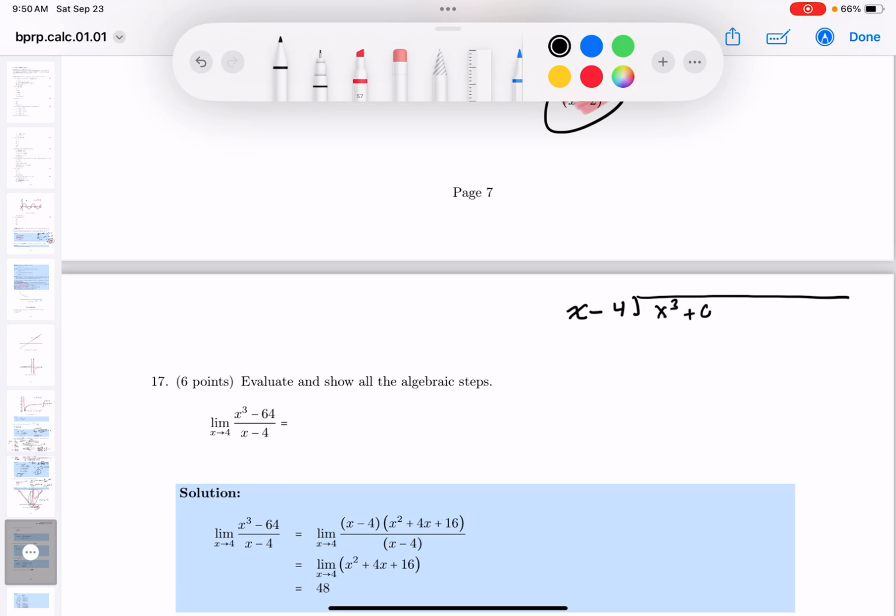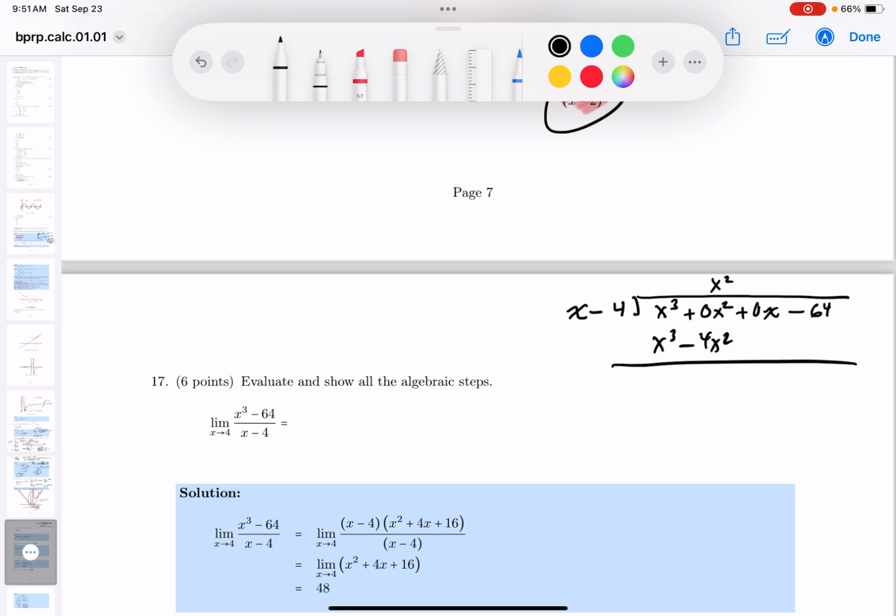I'm going to put down 0x squared. There are no x squareds. I'm going to put down 0x. There are no x's. And then minus 64. What do I do? Try to do a match. What times x gives you x cubed? That would be x squared. What does that give you? x cubed minus 4x squared.